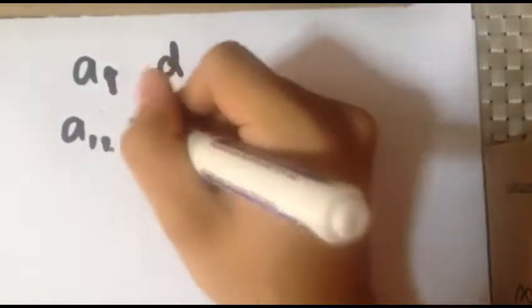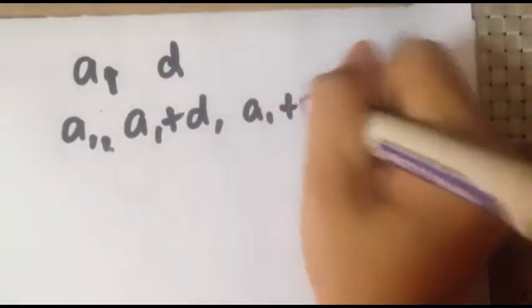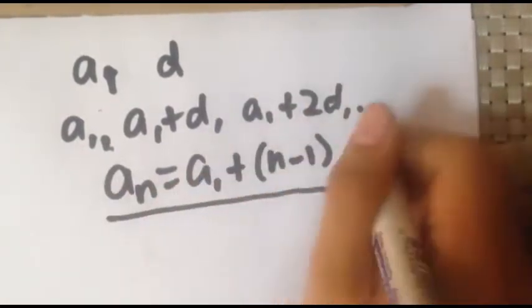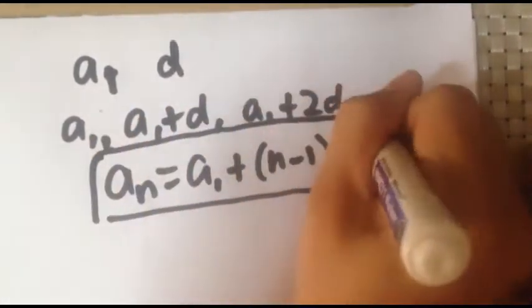An arithmetic sequence is defined by the first term, which you call A sub 1, and the difference between the terms, which is called D. So the sequence is A sub 1, A sub 1 plus D, A sub 1 plus 2D, A sub 1 plus 3D, and so on. The nth term of the sequence, which we call A sub n, is A sub 1 plus quantity n minus 1 times D, since it is n minus 1 D's away from the first term.